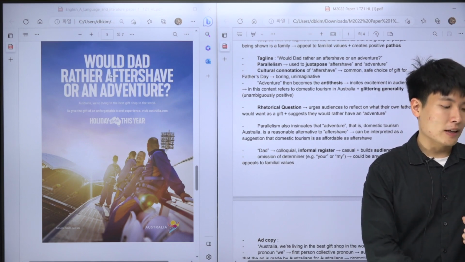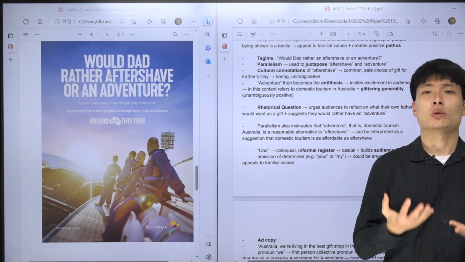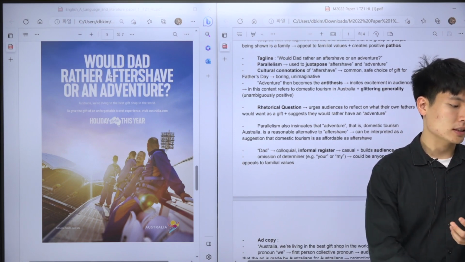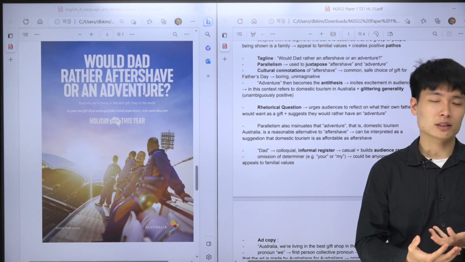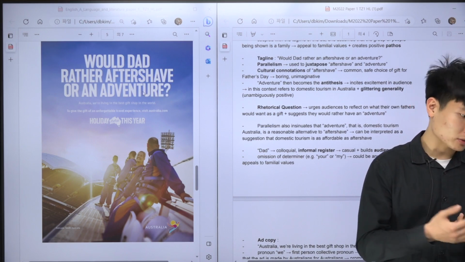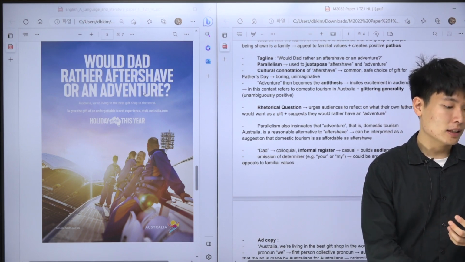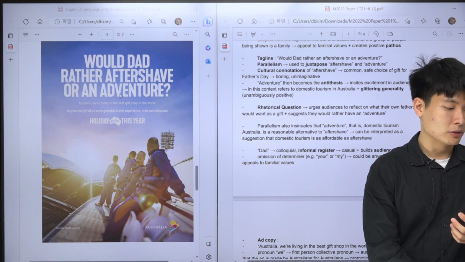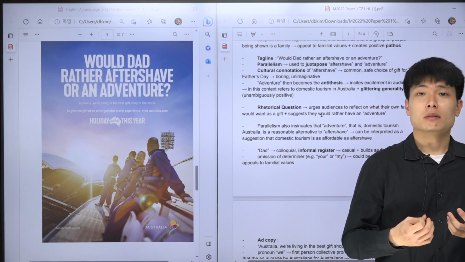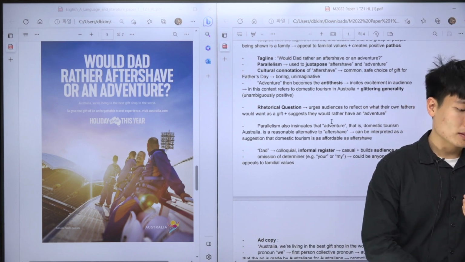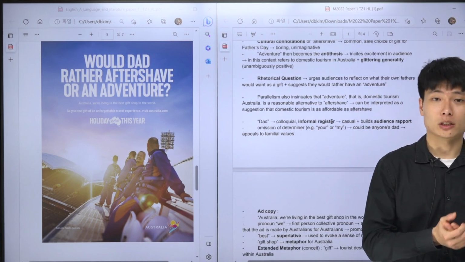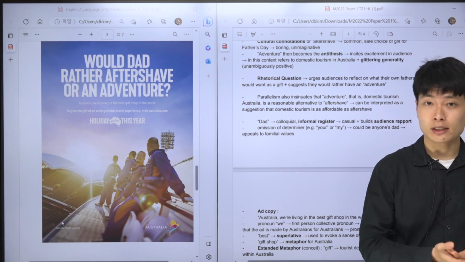You can also note the fact that the tagline is worded as a rhetorical question. So this, again, you could say that it's urging audiences to reflect on what their own fathers or husbands would want as a gift. Again, we're working with the glittering generality, the word adventure here, to better explain what the function that rhetorical question is playing in the context of the advertisement.